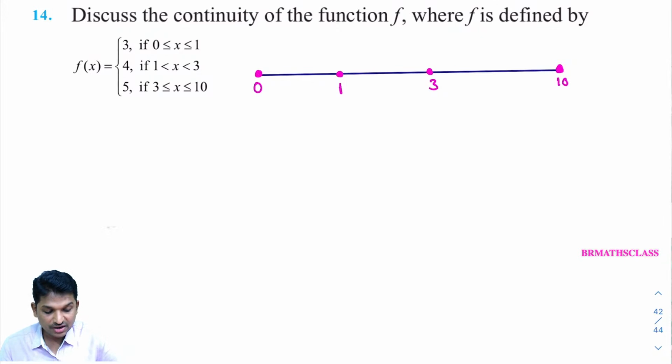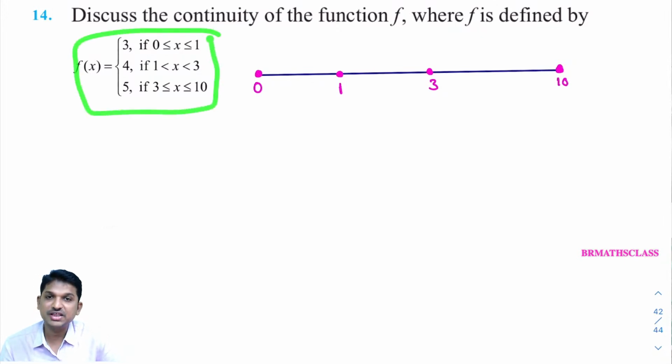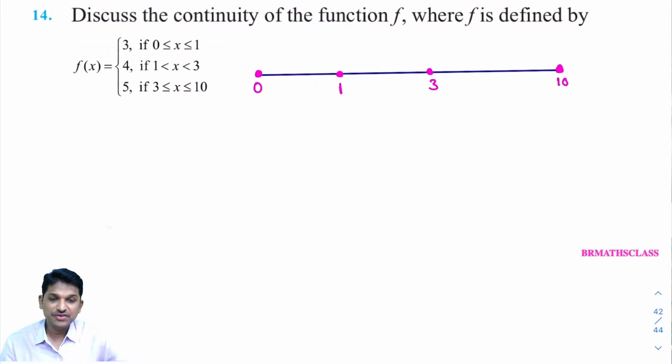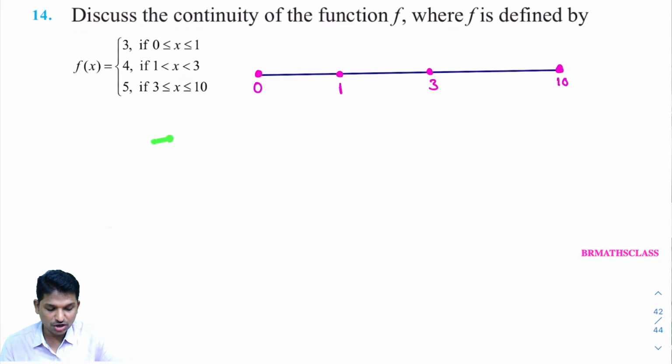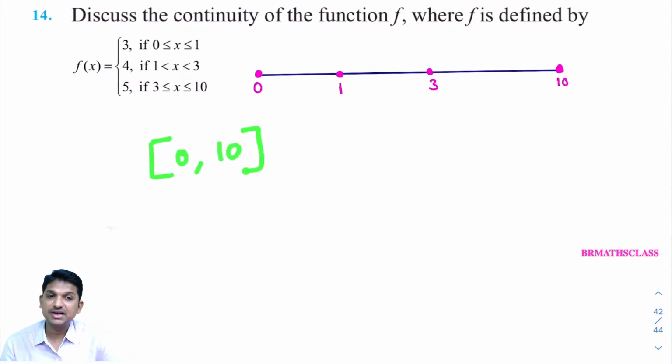Now, in how many cases are we going to check the continuity of this function? That is important. Here, what is the difference between this problem and earlier problems? In earlier problems, the domain is all real numbers. For this problem, the domain is the closed interval 0, 10. When the domain is a closed interval 0, 10, checking the continuity is a little tricky part. We do this problem in 7 cases.